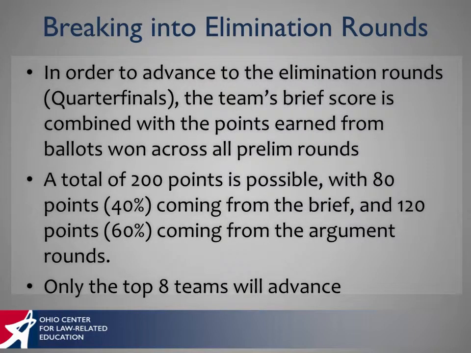In order for a team to break into the elimination rounds, that is to say, to move from preliminary rounds into the quarterfinals, the team's brief score is combined with the points they earned from all of the ballots they won across the competition. This total score is out of a possible 200 points, with 40% being 80 points coming from the brief, and 60% being 120 points coming from the oral arguments. Only the top 8 teams will advance to the next round of competition.